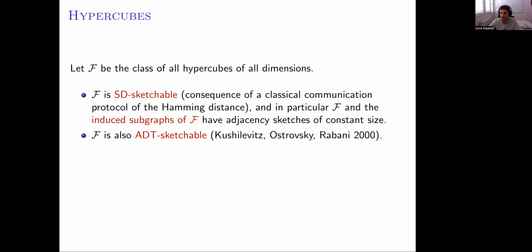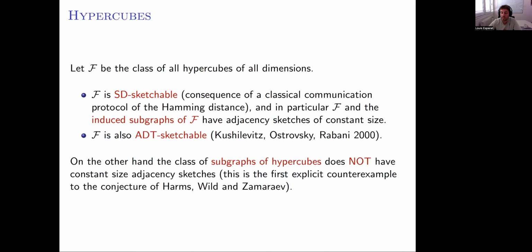One fairly interesting thing is that, so we've seen that induced subgraphs of hypercubes have adjacency sketches of constant size. But the first result that I showed you implies that subgraphs of hypercubes do not have adjacency sketches of constant size. Because this class of subgraphs of hypercubes doesn't have bounded average degree, but it's monotone. So the consequence of our result is that it doesn't have constant size adjacency sketches. And this is the first explicit counterexample to the conjecture of Harms, Wild, and Zamaraev that we have seen.